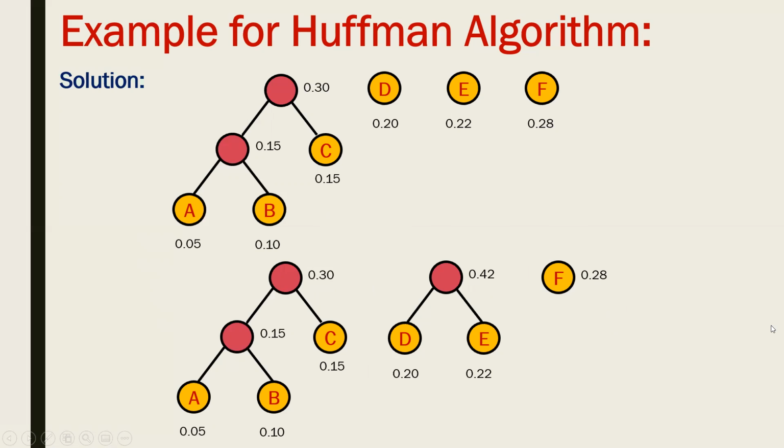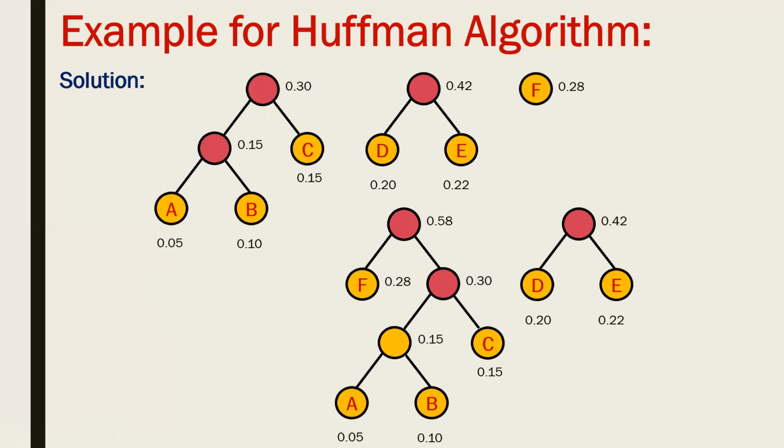Therefore we combine these two. It is a general convention that out of 0.30 and 0.28, F has the lesser weight, so lesser weights are kept in the left direction. It is just a convention. So we have combined these two.